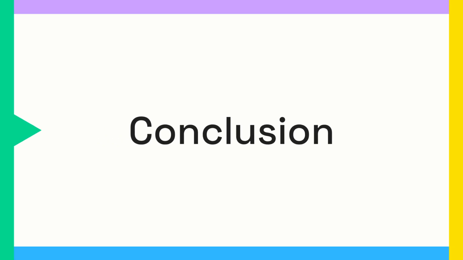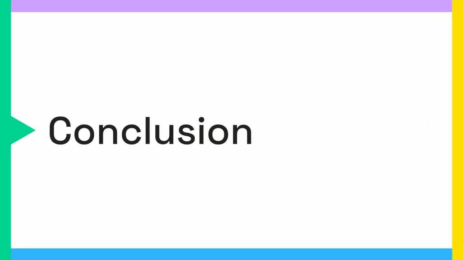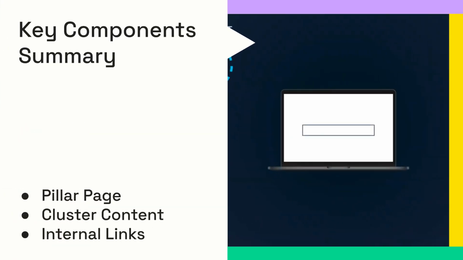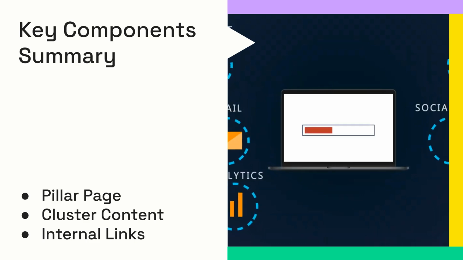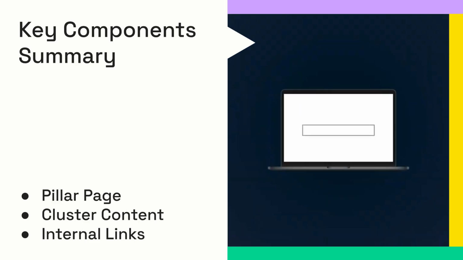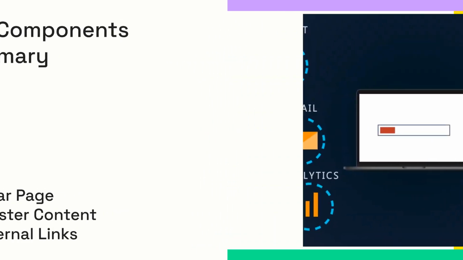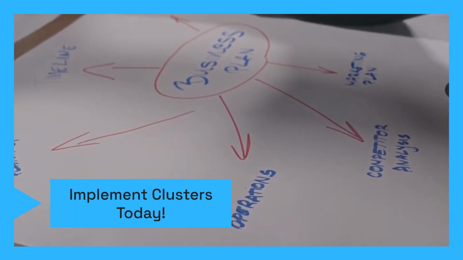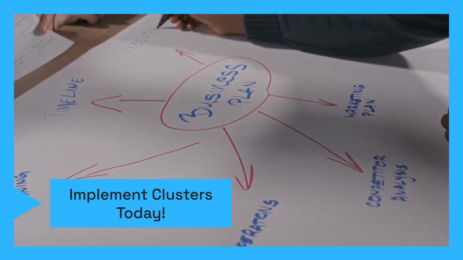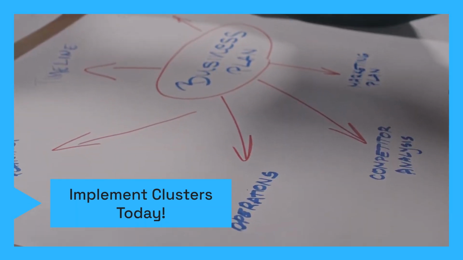Let's quickly summarize the key takeaways of implementing content clusters. Remember the three core elements: the broad pillar page, the specific cluster content, and the crucial internal linking strategy that ties them together. Start identifying your pillar topics, map out your cluster content, and implement this powerful SEO strategy on your site today.